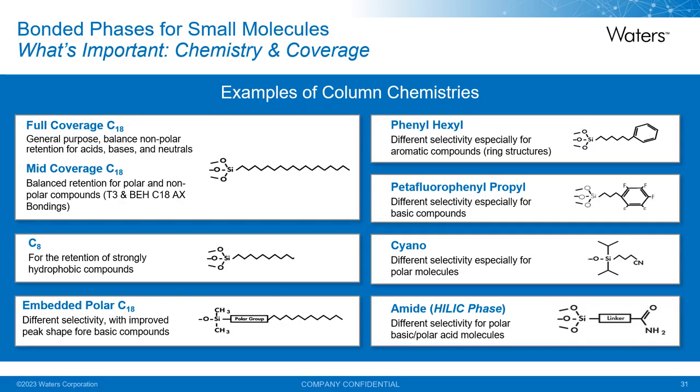A C8 is good for retention of strongly hydrophobic compounds. A polar embedded C18 offers a different selectivity with improved peak shape for basic compounds. A phenylhexyl offers a different selectivity, especially for aromatic compounds. A pentafluoropropyl provides a different selectivity, especially for basic compounds. A cyano gives a different selectivity for polar molecules, and an amide used in the HILIC phase gives a different selectivity for polar basic and polar acid molecules.